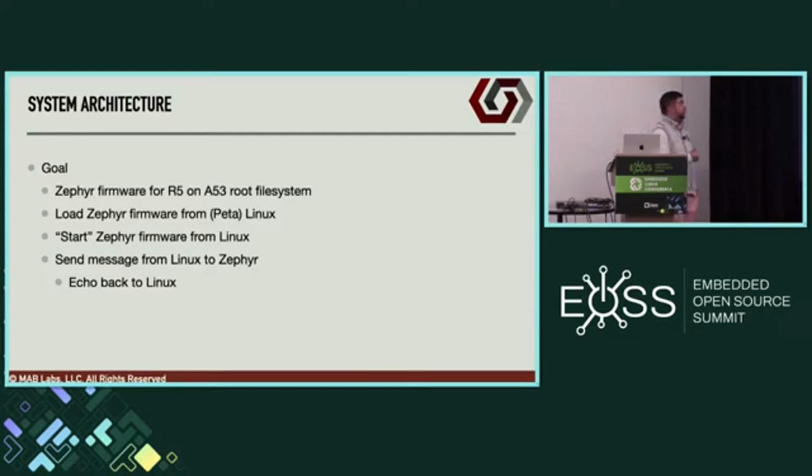So the goal is essentially we're going to create a Zephyr binary that's going to be resident, that's targeted for the R5, and it's going to be resident on the A53 RFS. We're going to load the firmware from the PetaLinux side, and then we're going to start it, and then essentially we're going to send a message from Linux to Zephyr, and the expectation is that we should get that message back on the Linux side as well.